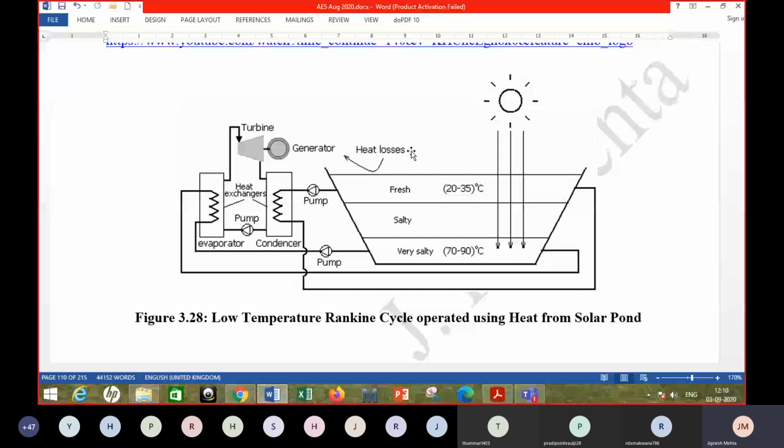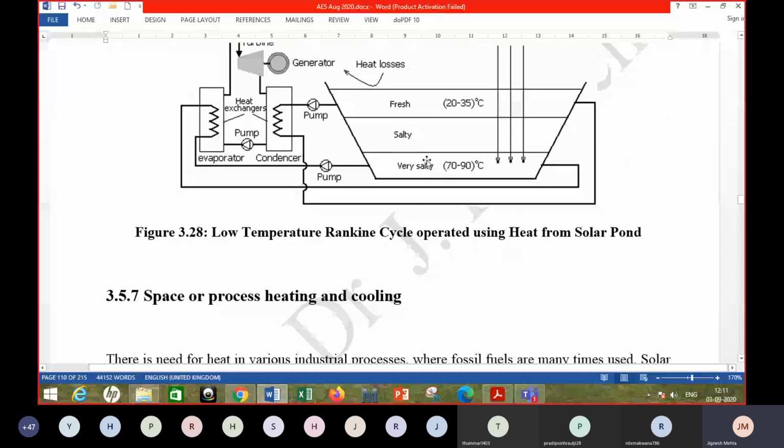Another application of the solar pond could be to run a low temperature Rankine cycle, as shown in this diagram, which was also explained. Now we talk about another application. In a way, here also we are talking about process heating applications in industry. In industries, it's not only electrical energy in which the energy is consumed.